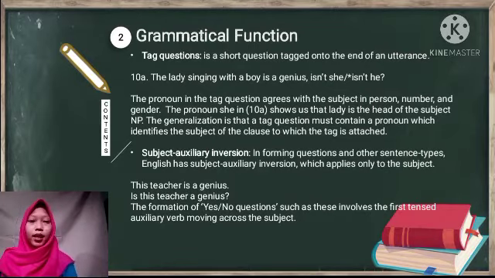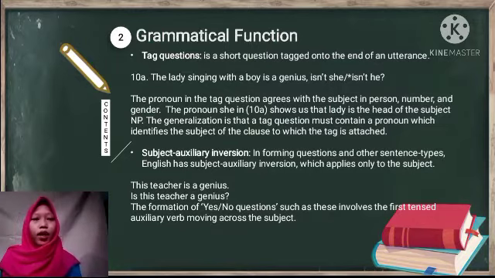Second, a tag question is a short question tagged on to the end of the utterance. For example, the lady singing with a boy is a genius, isn't she? The pronoun in the tag question agrees with the subject in person, number, and gender. The pronoun she in 10a shows us that lady is the head of the subject noun phrase. The generalization is that a tag question must contain a pronoun which identifies the subject of the clause to which the tag is attached. The last is subject auxiliary inversion.